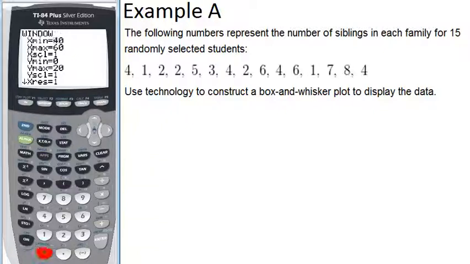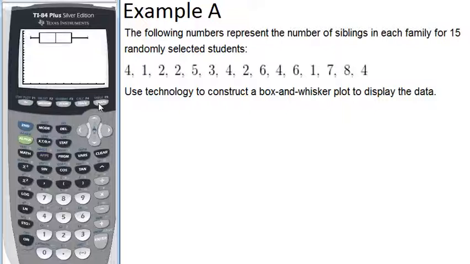So I'm going to change this to be from 0 to 10. And the scale is fine setting it at 1. And again, those Y values make no difference at all. They can be whatever you want. It won't make a difference. And now we can graph. And there we have it. That is the box and whisker plot. From this, we can figure some stuff out by using the trace button. But basically, that's how you do it.